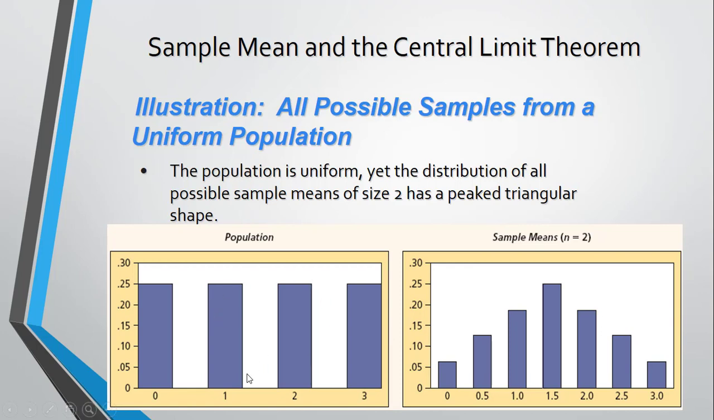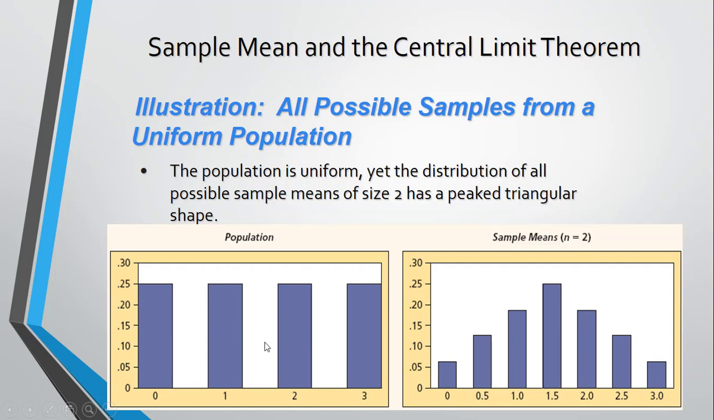Remember, this is a population 0, 1, 2, 3. They all have an equal chance to be selected. The probability of each point is 0.25, 0.25, 0.25, and 0.25, which all together is 1.0, unity. Although the population is uniform, the distribution of all possible sample means of size 2 has a peaked triangular shape.